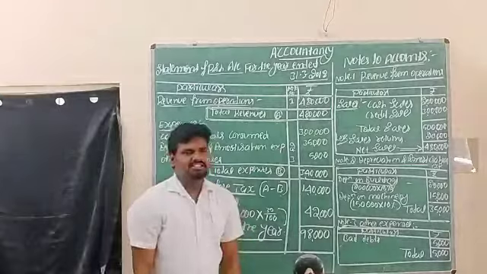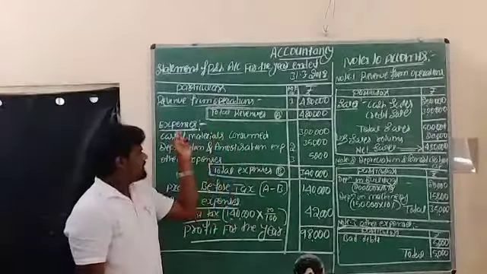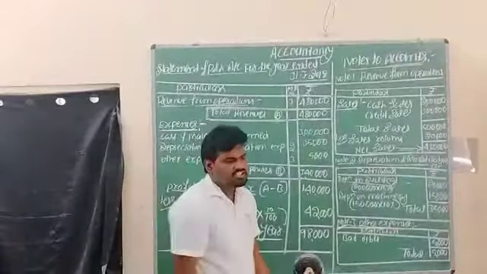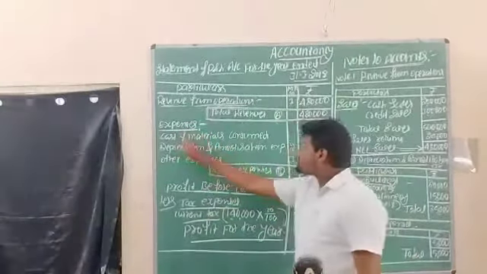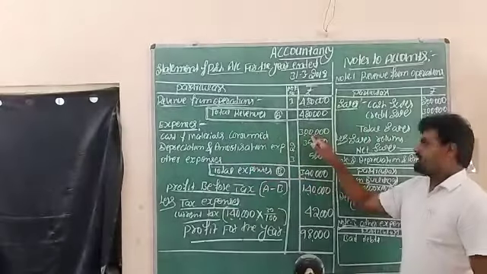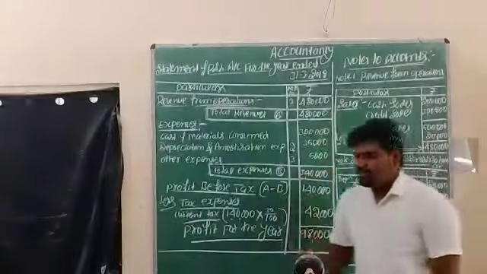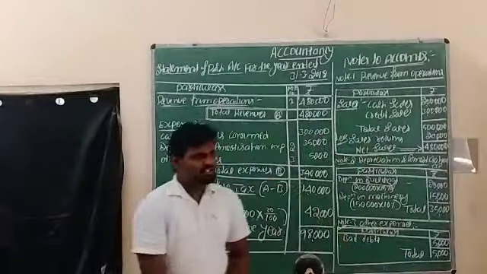The next, second step is expenses. The expenses in this question begin with cost of materials consumed. We need to record this expense: cost of materials consumed, rupees 3 lakhs. The next one, they have given two types of assets, right?